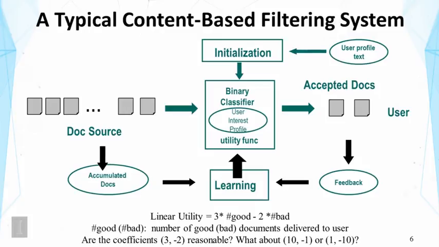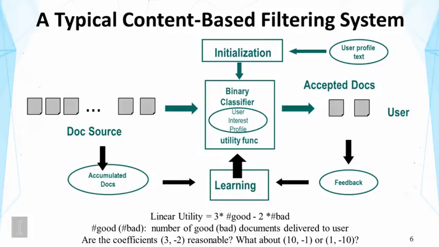And so it's clear that if you want to maximize this utility function, your strategy should be to deliver as many good articles as possible and to minimize the delivery of bad articles. That's obvious, right? Now, one interesting question here is how should we set these coefficients? Now, I just showed a 3 and a -2 as the possible coefficients, but one can ask the question, are they reasonable?